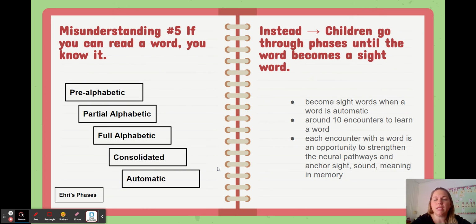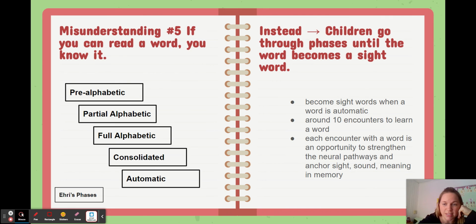And then the last one is if you can read a word, you know it. And really, children go through phases until a word becomes a sight word. It's a sight word once it's automatic. It takes many children around 10 encounters to learn a word, but if a student has difficulty, it's going to be many, many more than that. And just thinking about every encounter with a word is an opportunity to strengthen all those connections that we've been talking about.